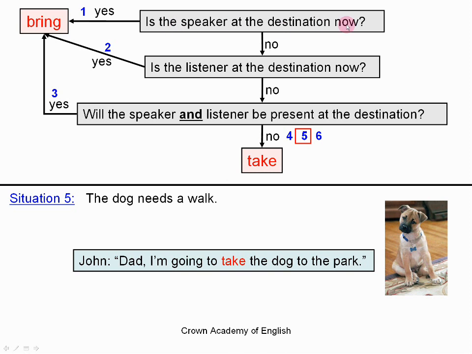Is the speaker at the destination now? No. The destination is the park, but John is in the house. Is the listener at the destination? No, Dad is also in the house. Will the speaker and listener be present at the destination? Will they spend time at the destination? Well, no. It is only John who is going to the park. Dad is staying at the house. So the answer is no.